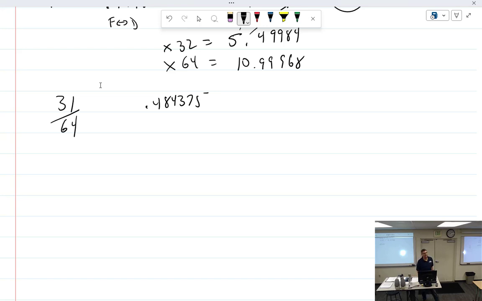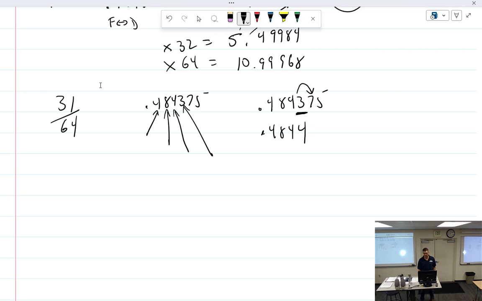All right, so now we have to go back and think about that. This place right here is the tenths. This one is the hundredths. This one is the thousandths. That one is the 10,000ths. So it's going to round to that place. 0.484375, we have to round to that one. So we look at the number over here, which is 5 or bigger. Therefore, that becomes 0.4844.